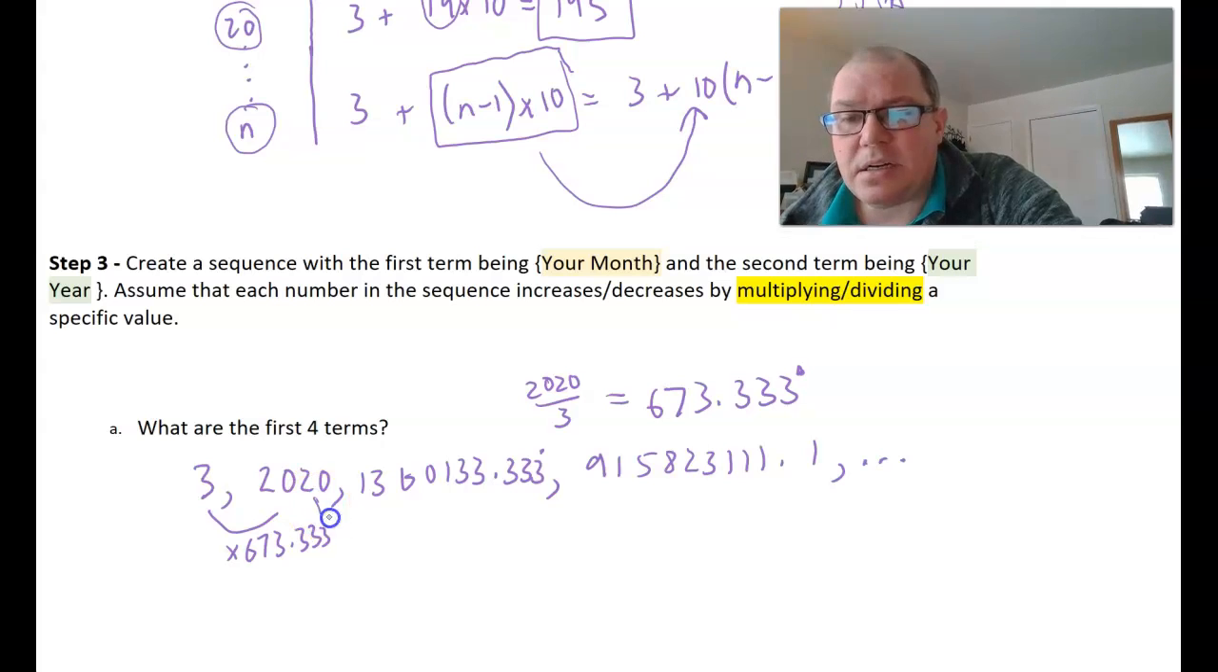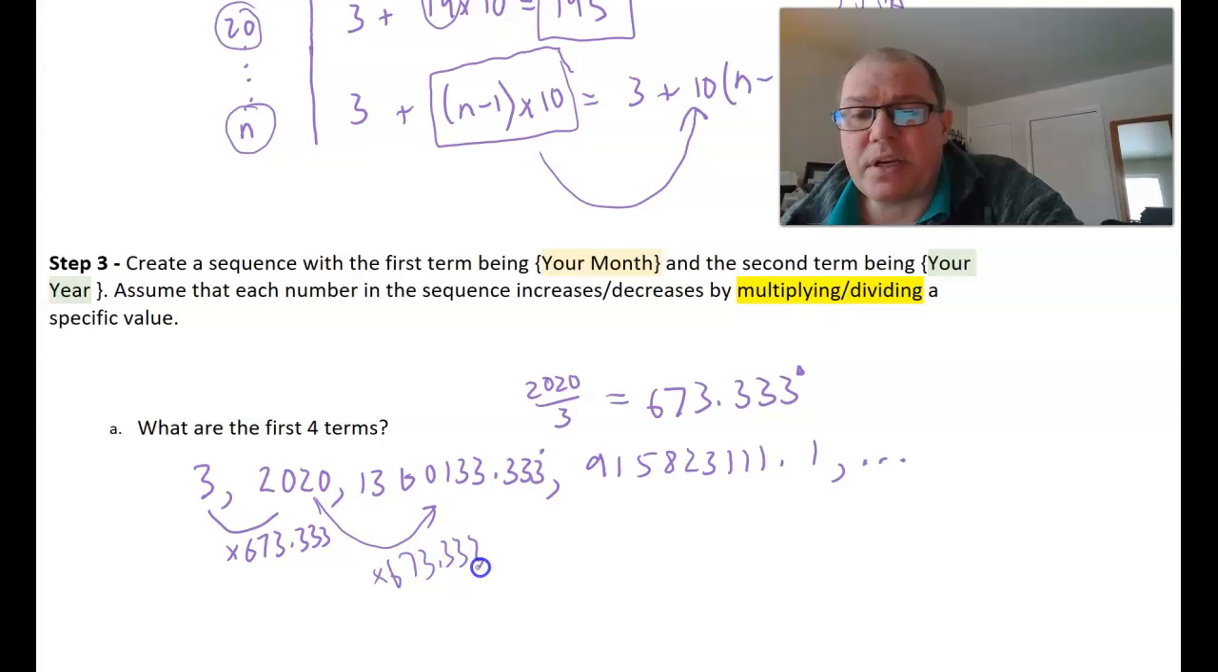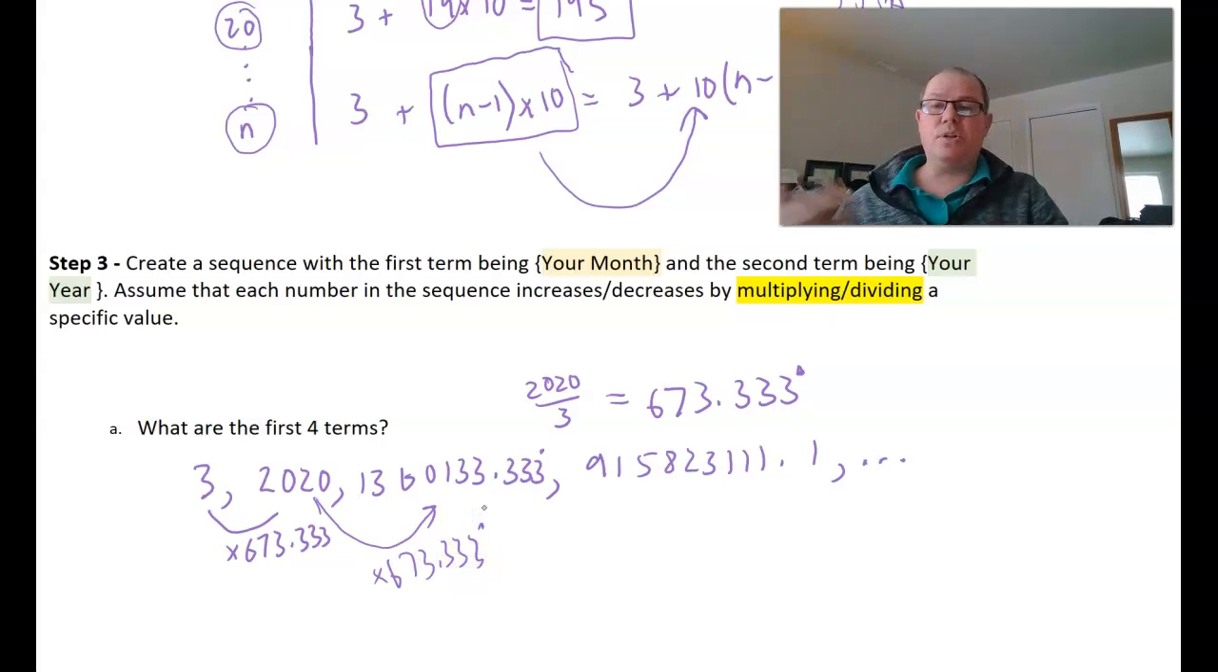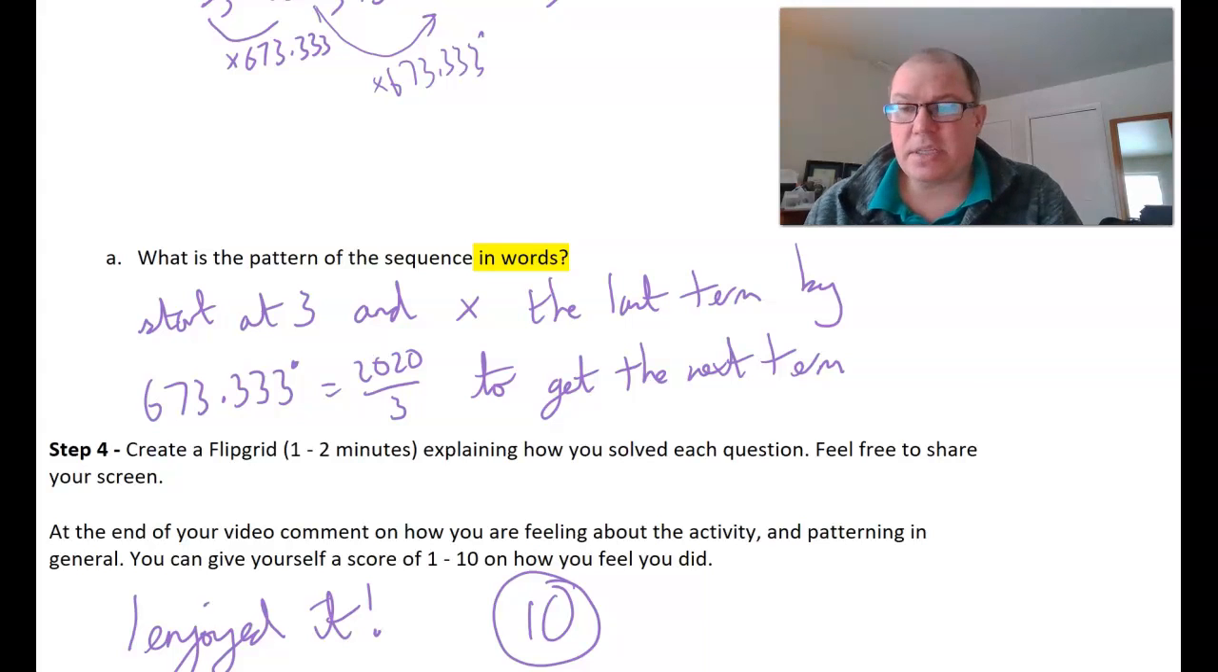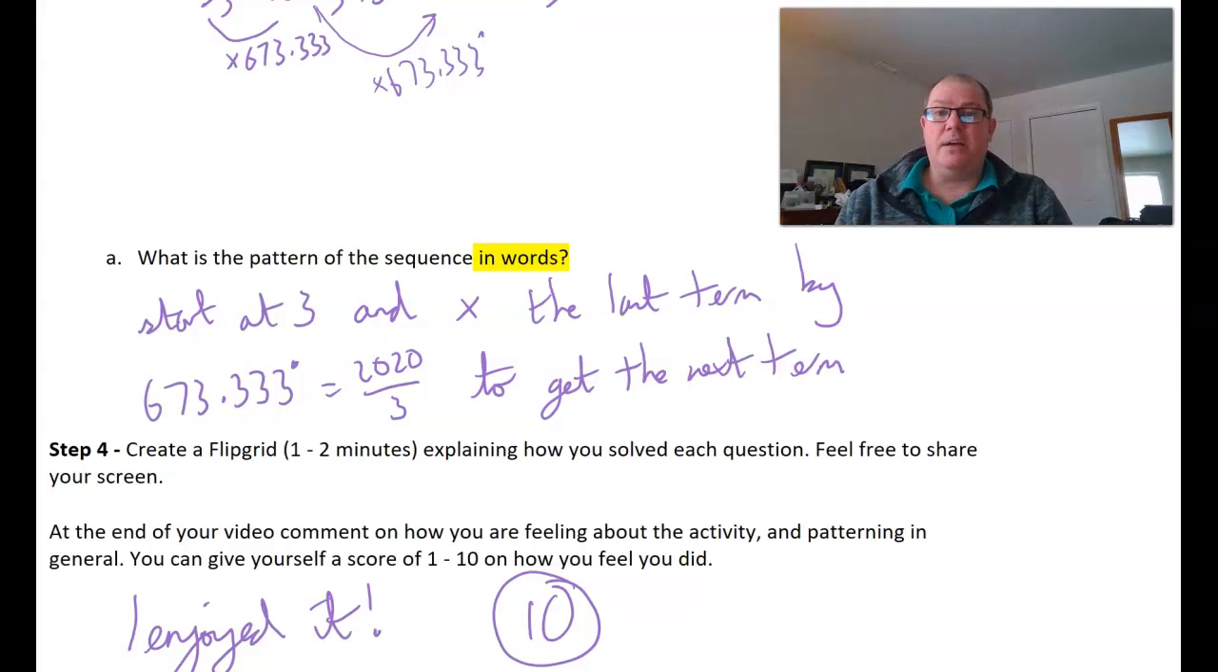So to get the next term, I multiply by the same number, 673.33 recurring. So this time I'm not adding, I'm multiplying by the same amount every time. And it's growing very large, very quickly. And you can see my first four terms there. So I have to describe the pattern of this sequence in words, and it would be start at 3 and multiply the last term by 673.33 each time to get the next term. And of course we got 673.33 recurring by doing the second term, 2020, divided by my month, 3.